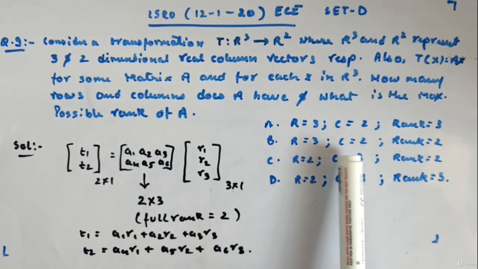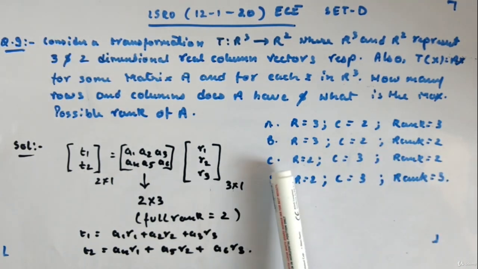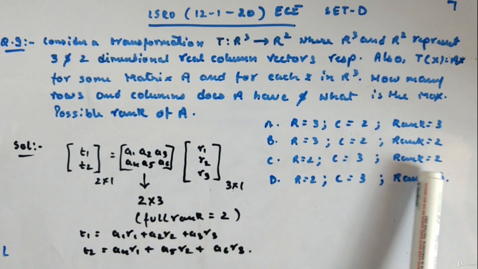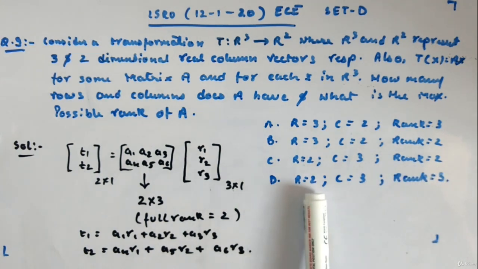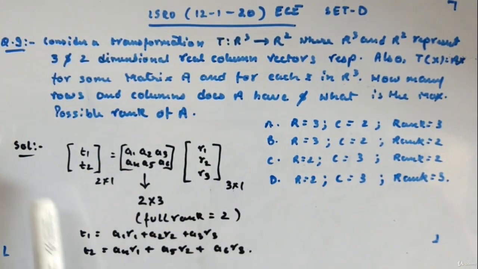B is R is equal to 3, C is equal to 2, rank is equal to 2. C is R is equal to 2, C equal to 3, rank is equal to 2. D is R equal to 2, C equal to 3, rank equal to 3. Okay, so let's take this scenario as the solution.